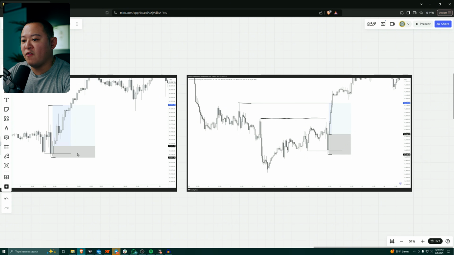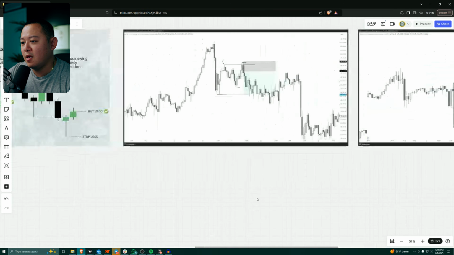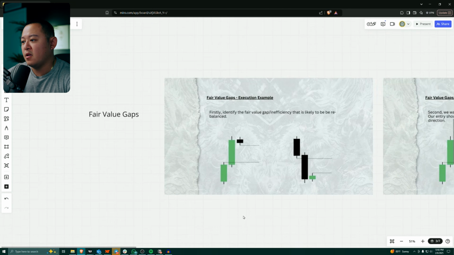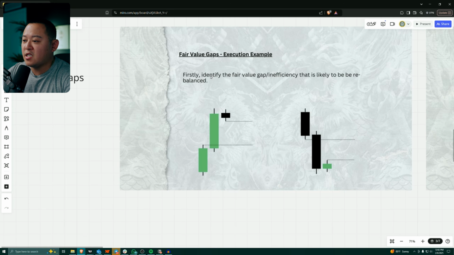Now, liquidity is powerful, but there's one entry model that is actually one of the first concepts that I mastered that led to my initial consistency, and it works in any market condition, and that is fair value gaps. These are one of my favorite entry models to use. Now, what makes a fair value gap?